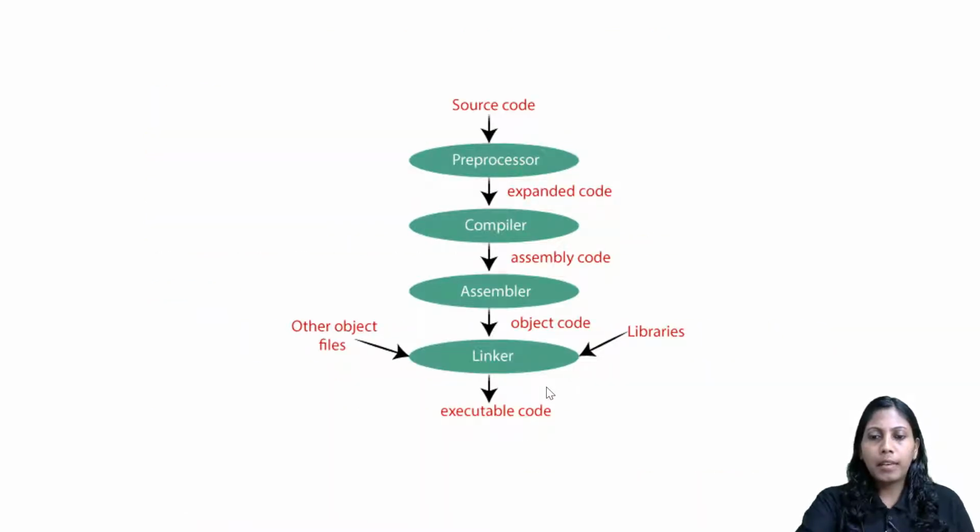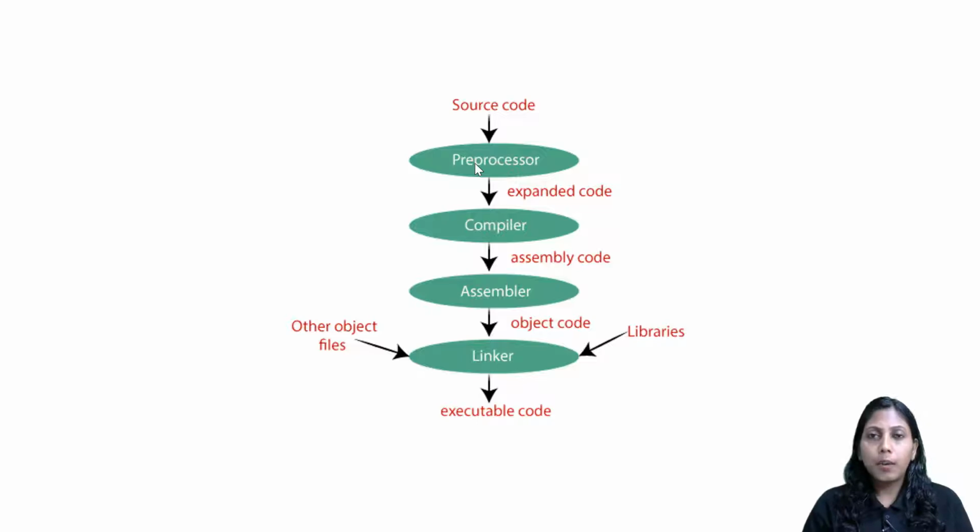Now let me show one diagram. This diagram explains more. Initially, we'll be writing the source code, which can be written in any programming language. After that, the pre-processor stage will be there. This is how a normal C program is converted finally to the executable format.